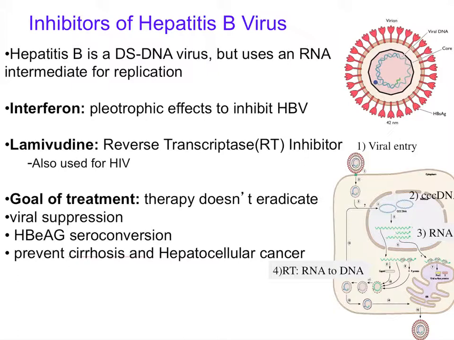We're now going to change directions a little bit and talk about the hepatitis viruses, hepatitis B and hepatitis C. There are a handful of drugs which are efficacious against these hepatitis viruses. Now, hepatitis B and hepatitis C are quite different. Hepatitis B is a DNA virus, whereas hepatitis C is an RNA virus. Despite that difference, there is one drug that is actually used against both viruses, and that drug is interferon.